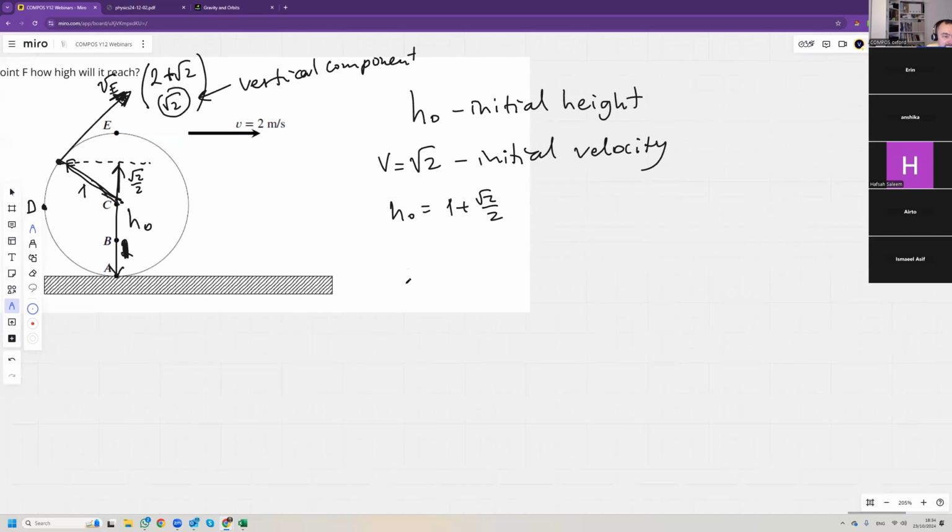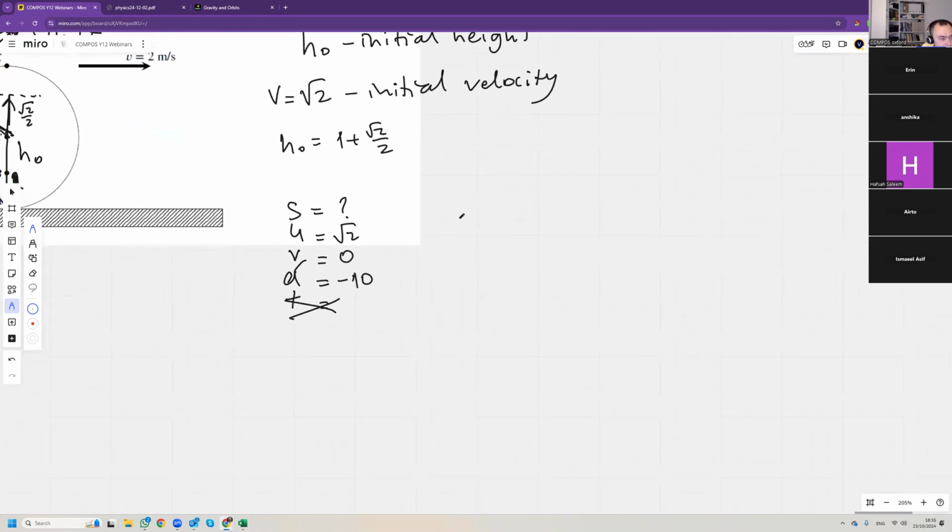And then max height. So time to reach max height. Oh, okay, let's do suvat. Let's not worry about it. Suvat. Displacement is question mark. Initial velocity is √2. Final velocity is 0. Acceleration is minus 10. Let's keep it simple. And t, we don't really know. So we can use 2as is v squared minus u squared.